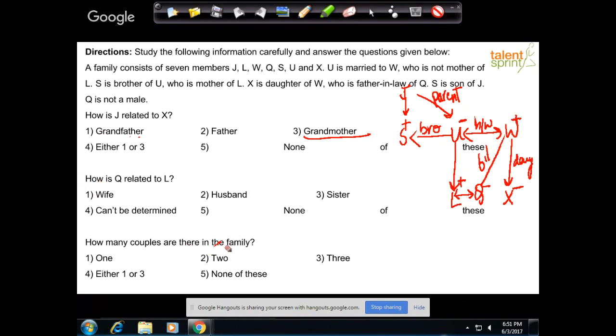Let me quickly erase some bits. Dipanshu says now he understands. Thanks, Dipanshu. Glad to know that you understood. Okay, let's move on to the next 2 questions.